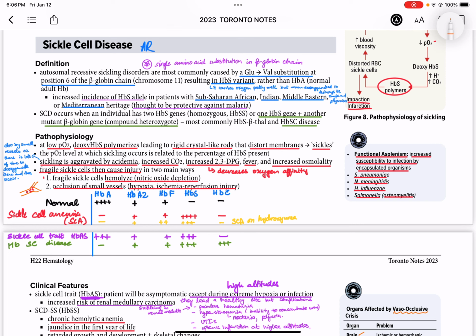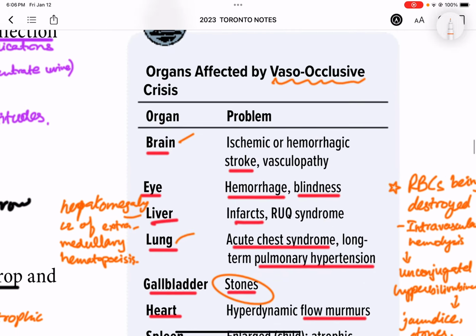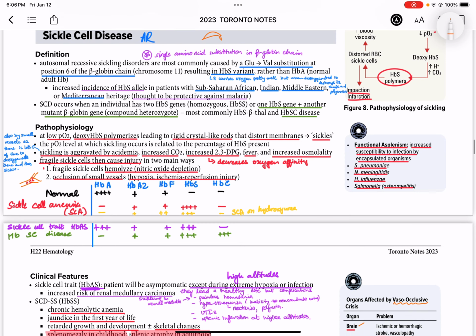and that sickle shape leads to destruction of the red blood cells themselves, and it also causes occlusion in the vessels. So it causes vaso-occlusion. In all of the vessels it causes occlusion and then leads to many problems in different organs, which we're going to read over here, the organs affected by vaso-occlusive crisis. So that's what happens because of the shape of the red blood cell.